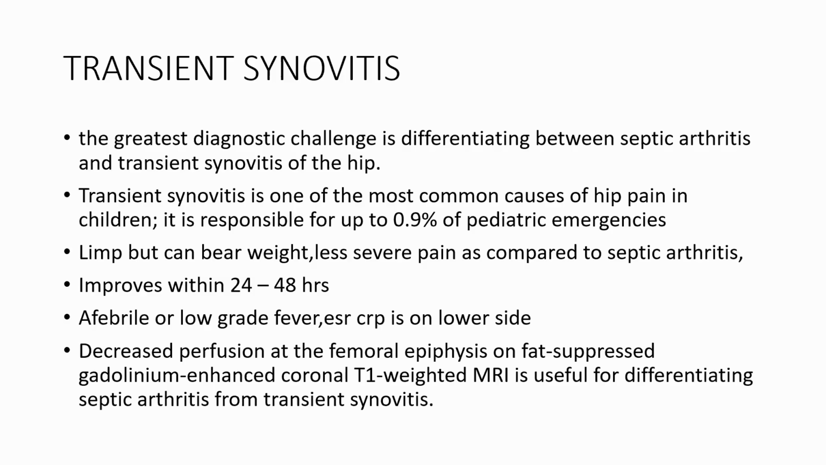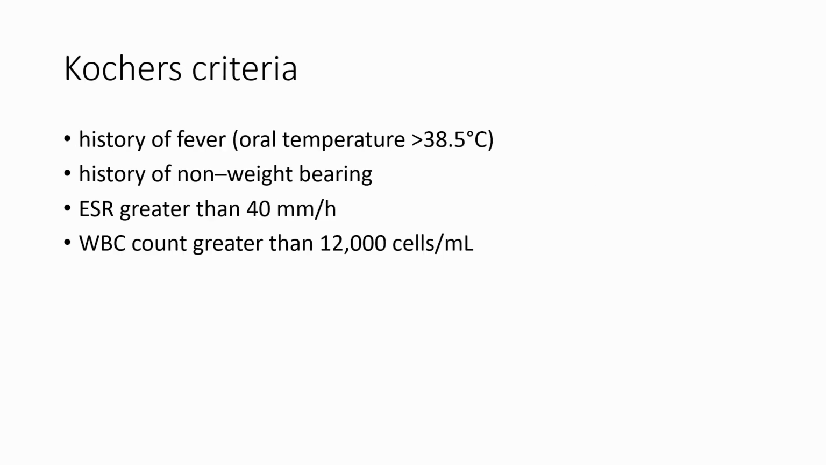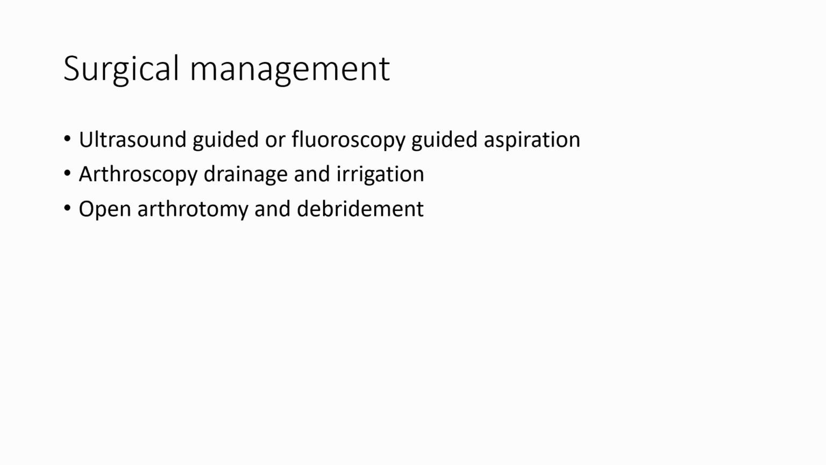Also, on investigations, there is decreased perfusion at the femoral epiphysis on fat suppressed gadolinium enhanced coronal T1 weighted MRI, which is useful for differentiating septic arthritis from transient synovitis. The criteria for septic arthritis include history of fever, history of non-weight bearing, ESR more than 40 mm per hour, and WBC count more than 12,000 cells. Surgical management could be ultrasound guided or fluoroscopy guided aspiration, arthroscopy, drainage and irrigation, or open arthrotomy and debridement.